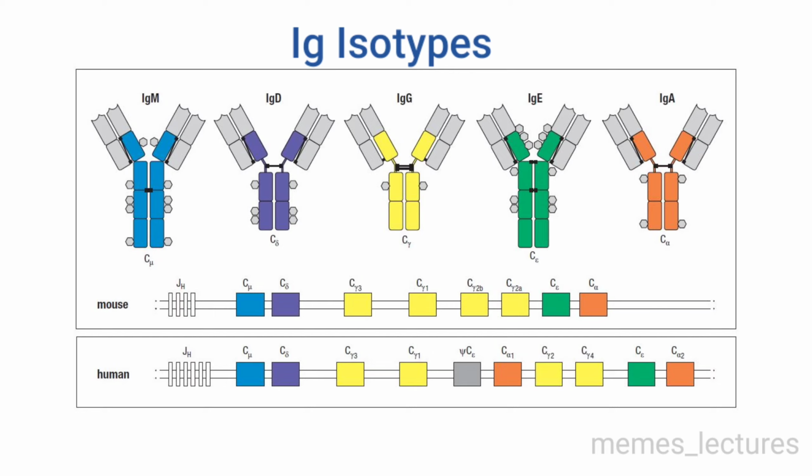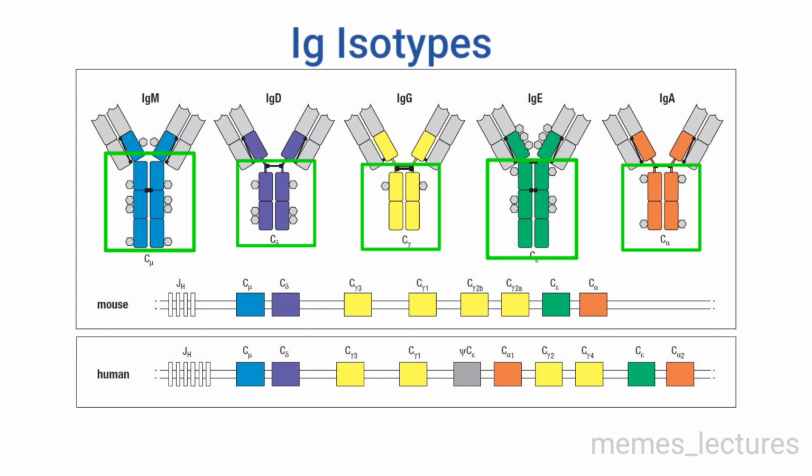The characteristics of antibody isotypes are determined by: 1. The number and location of interchain disulfide bonds. 2. The number of attached oligosaccharide moieties. 3. The length of the hinge region. 4. The number of C domains.